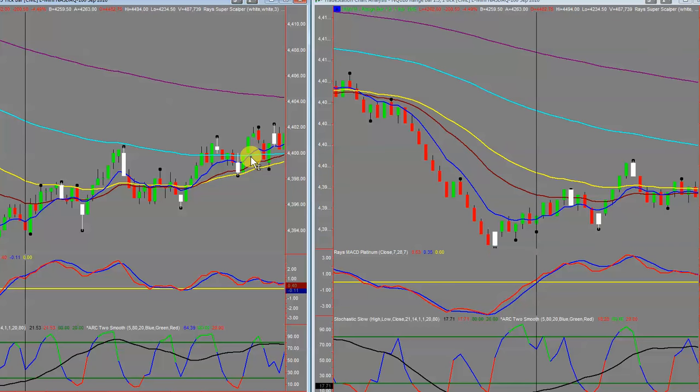So traders, hopefully this was beneficial. So I really believe that range charts have some real merits in trading the NQ.